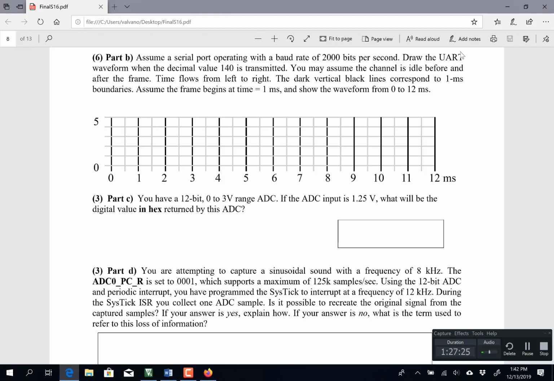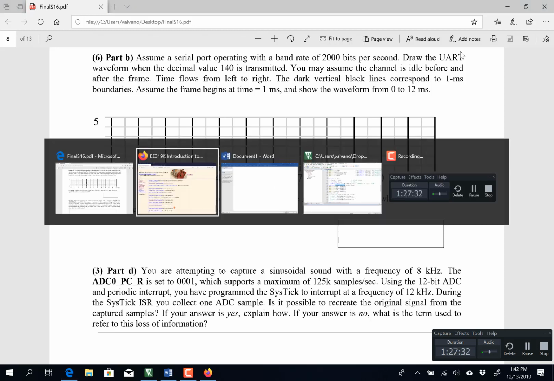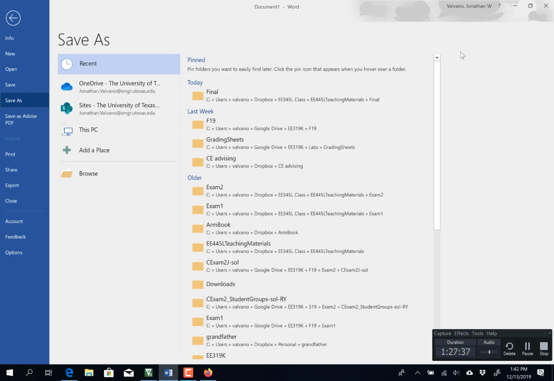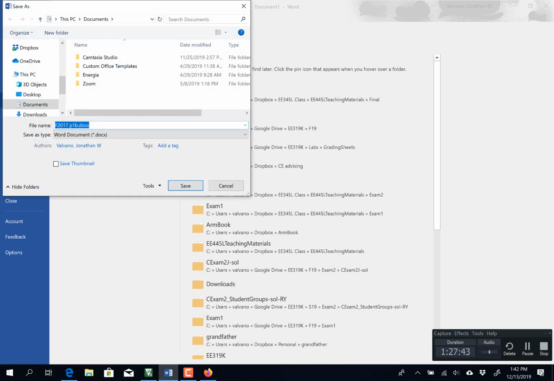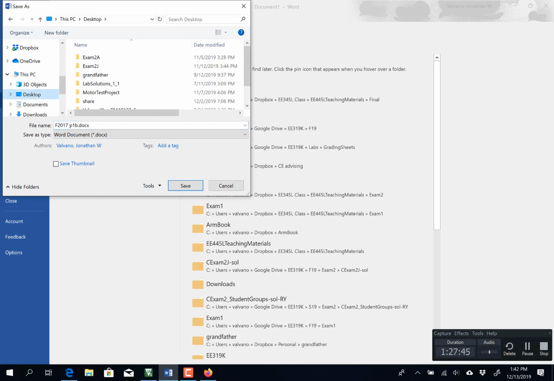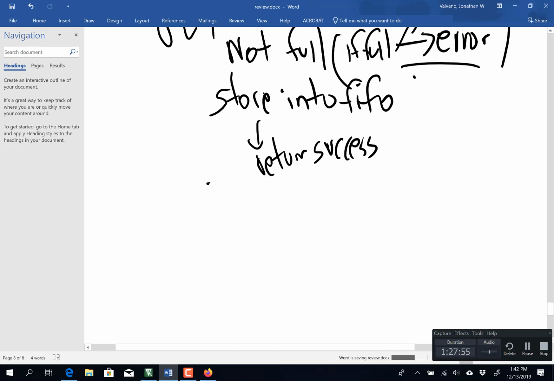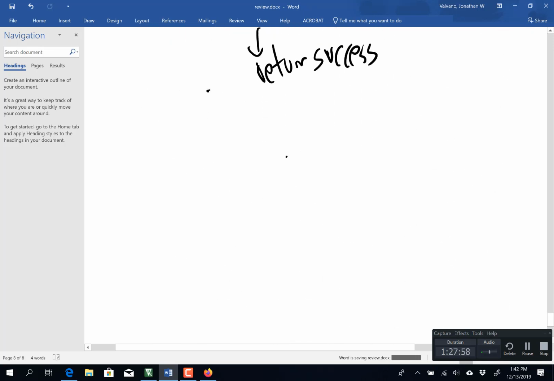The idea here: I've got to remember 12-bit, I've got to remember 1.25, and I've got to remember 3 volts. All right, with me? I've got to remember those 3 things. Let me open the final review on the desktop. Okay, good. All right, so it was 3 volts.